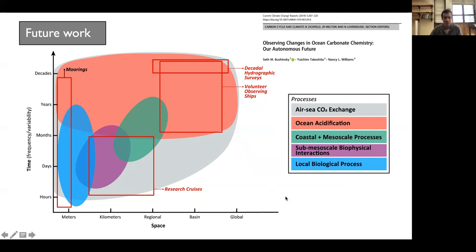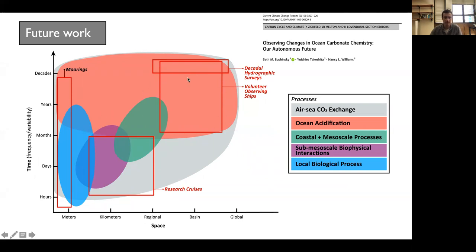This diagram, I'm sure you've seen others like it. There's time on the y-axis, space on the x-axis, and then these colored blobs represent different processes that we're interested in regards to the carbonate system. And these red squares represent so-called conventional observation platforms, or at least non-autonomous observation platforms.